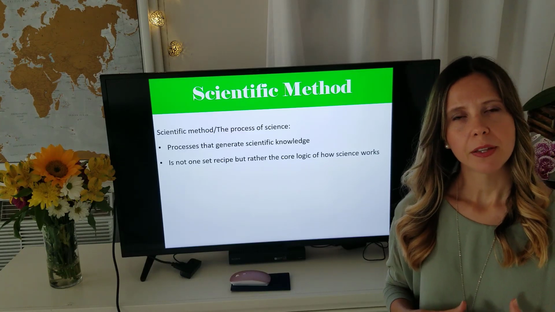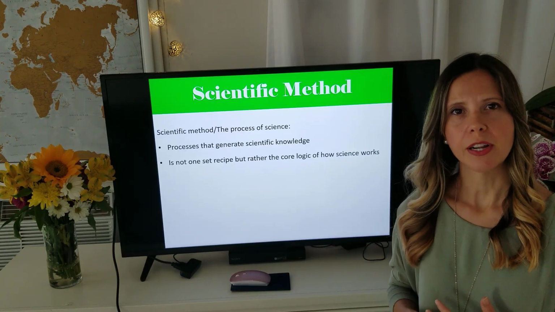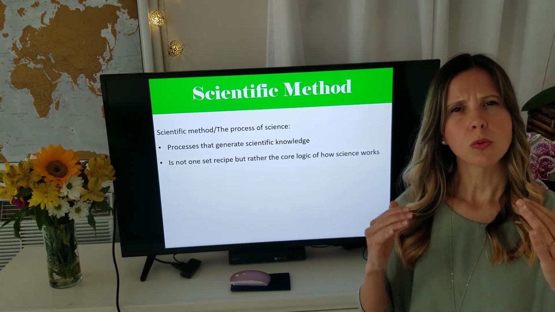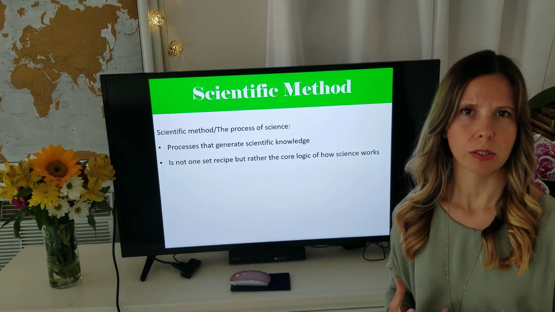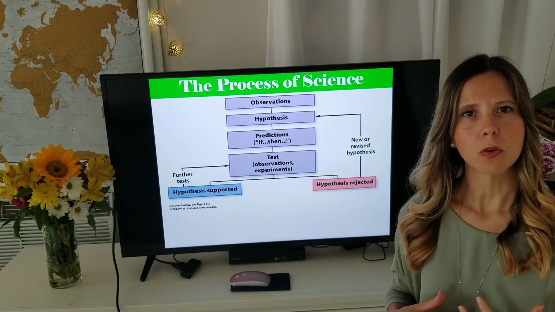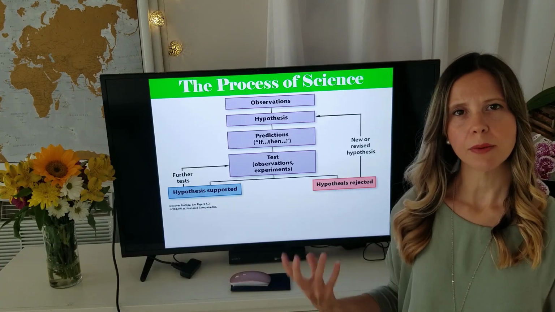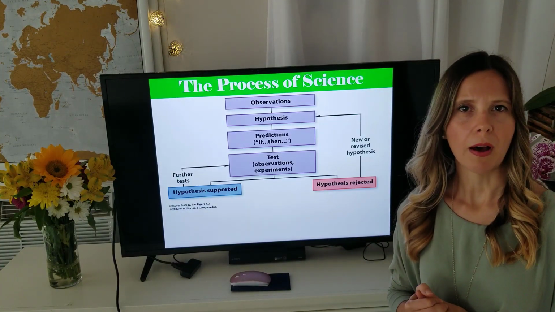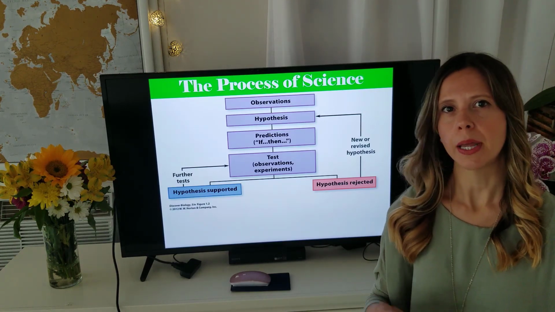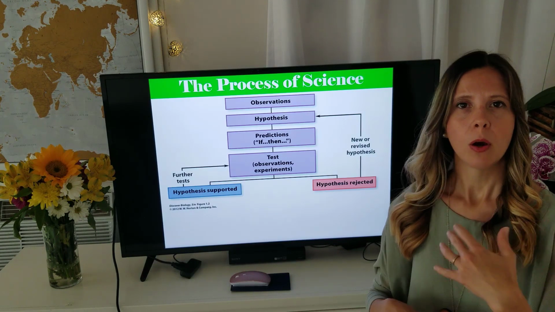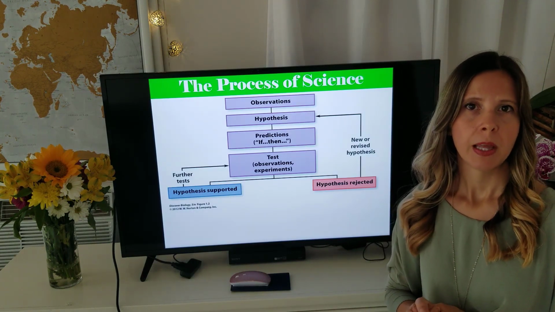The scientific method, or the process of science, is how we generate scientific knowledge. It's not just one recipe, but it's more of a core logic of how science works. The process of science starts off with an observation. So we see something in the natural world around us. And this will naturally lead us to question, why is this happening? What makes it happen? What can we do to change it?